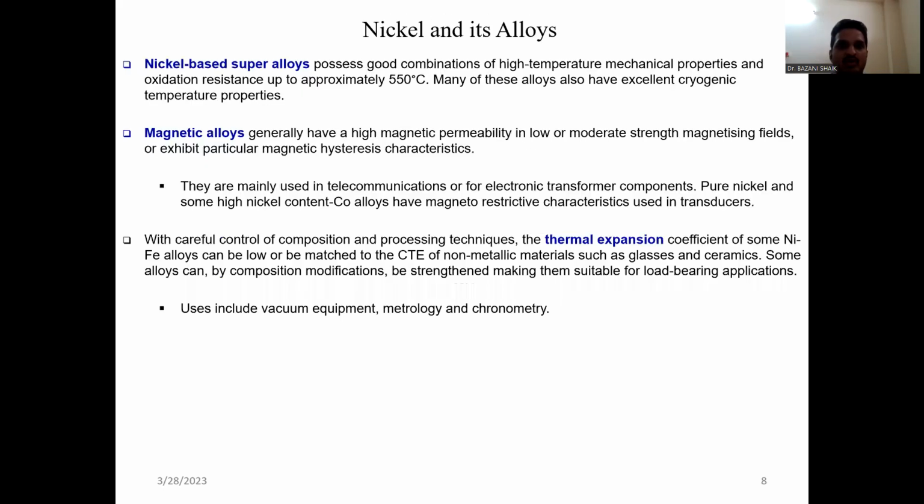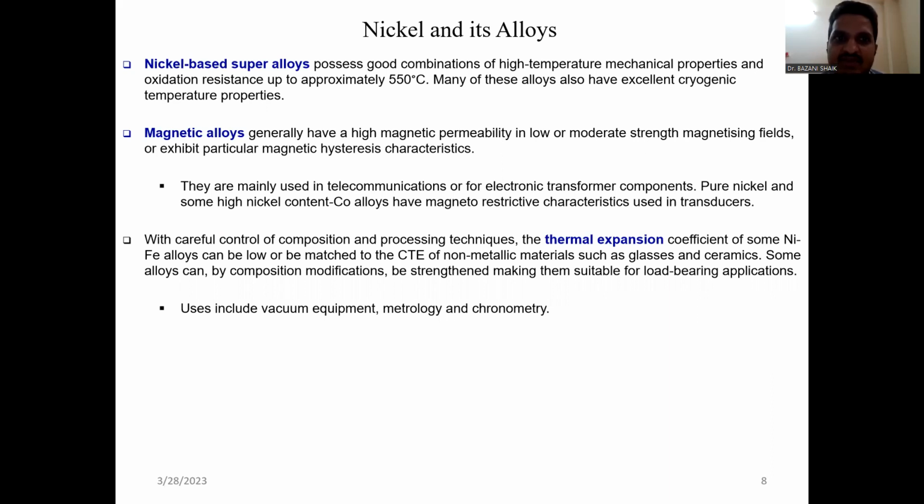This is the code used for the nickel-based alloys. Nickel-based super alloys possess a good combination of high temperature and mechanical properties, with oxidation resistance up to approximately 550 degrees centigrade. Many of these alloys have excellent cryogenic temperature properties. Among nickel-based alloys are the magnetic alloys, which have high magnetic permeability in low or moderate strength magnetizing fields and exhibit particular magnetic characteristics.